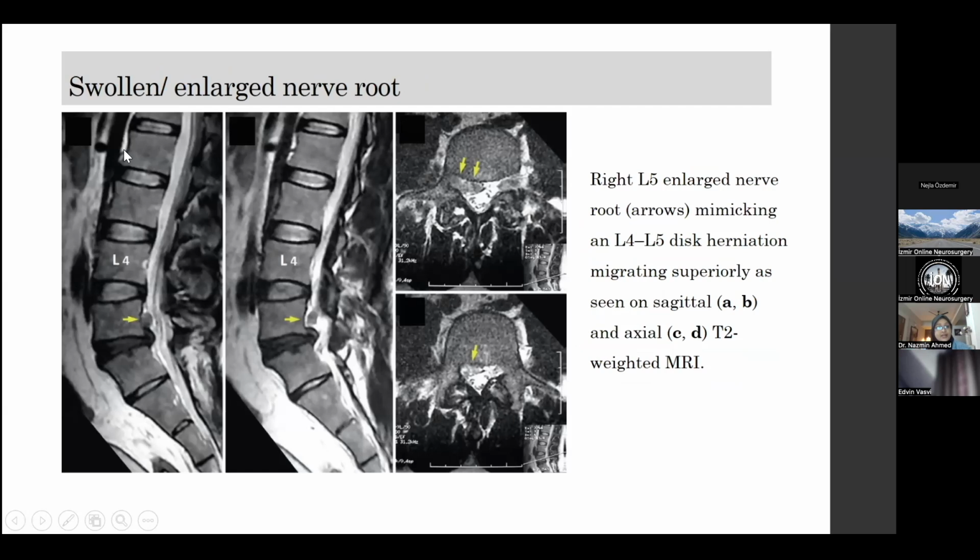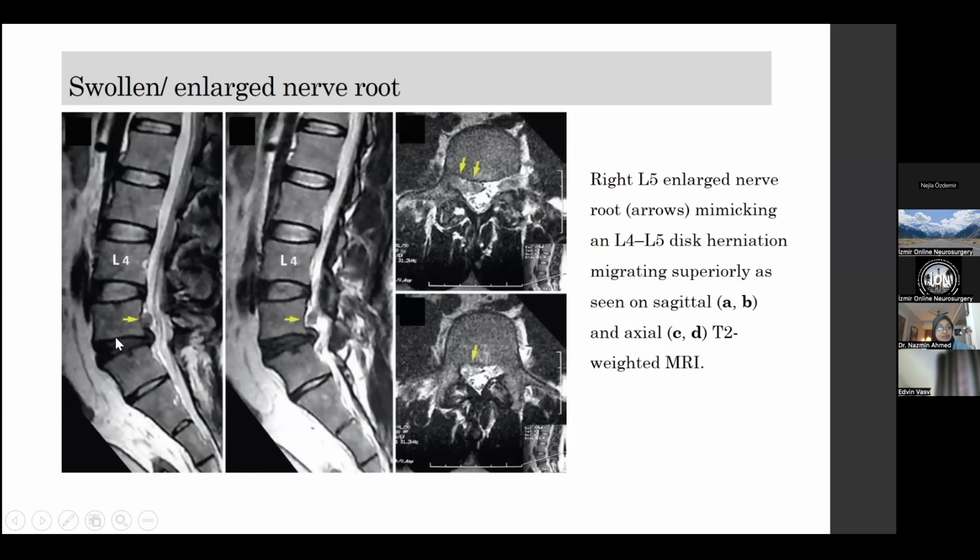This is a rare example of swollen nerve root, where the disc remains intact, and intraoperatively the surgeon can notice that only the exiting nerve root or traversing nerve root becomes hugely swollen. Okay, let's have a look.